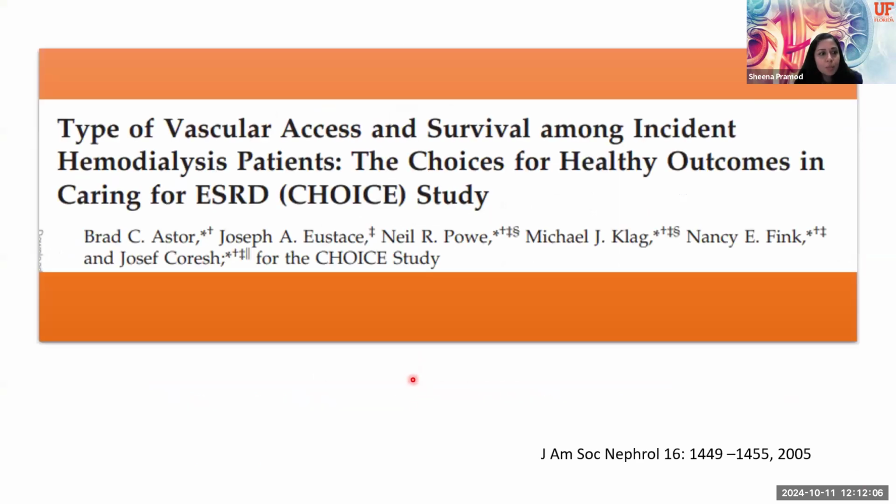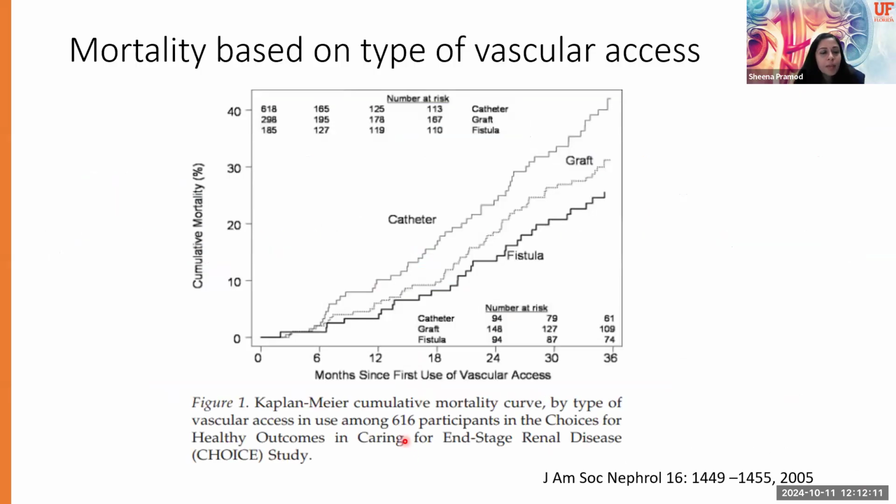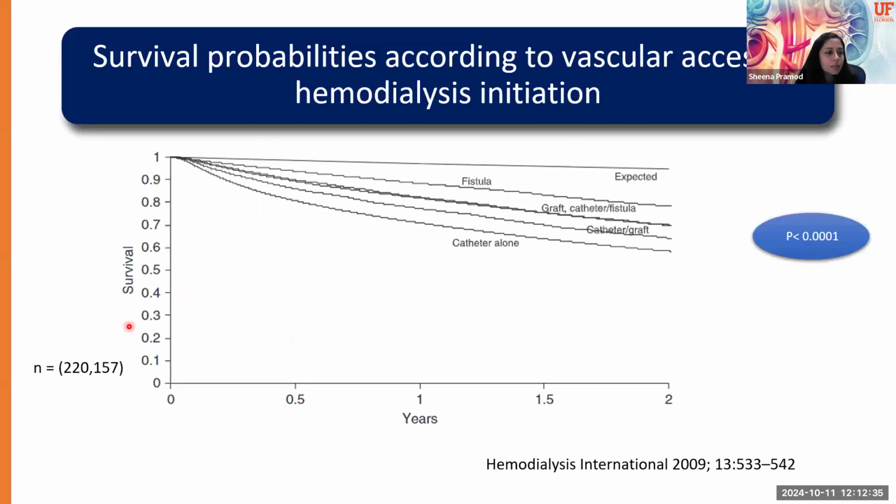of hemodialysis patients depending on their vascular access. And what they showed was that the patients who had a catheter, when you looked at cumulative mortality, seemed to have a much higher mortality compared to patients who had fistulas, and the graft kind of fell in between. And this was about 600 patients. This led to a bigger study that looked at a much higher number of patients, so 220,000 patients.